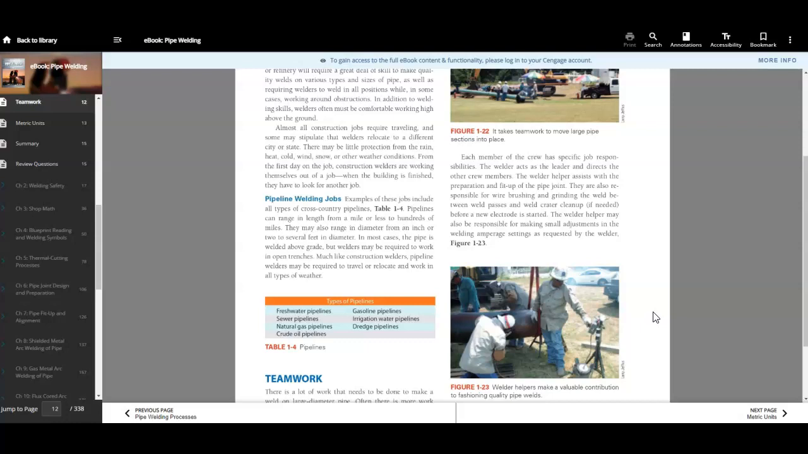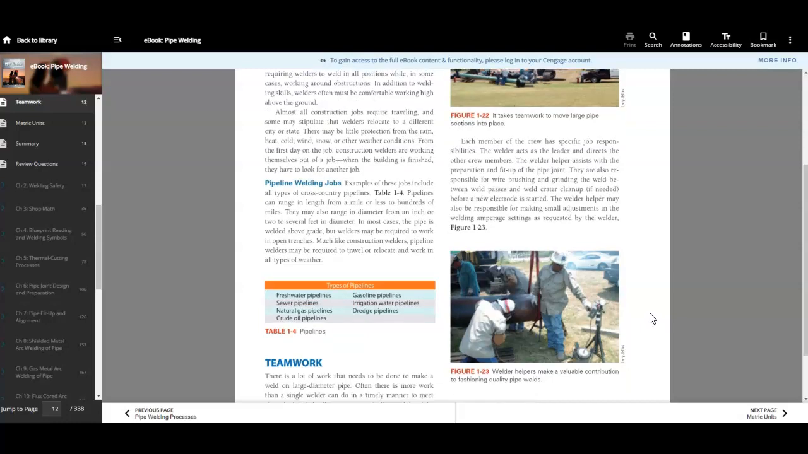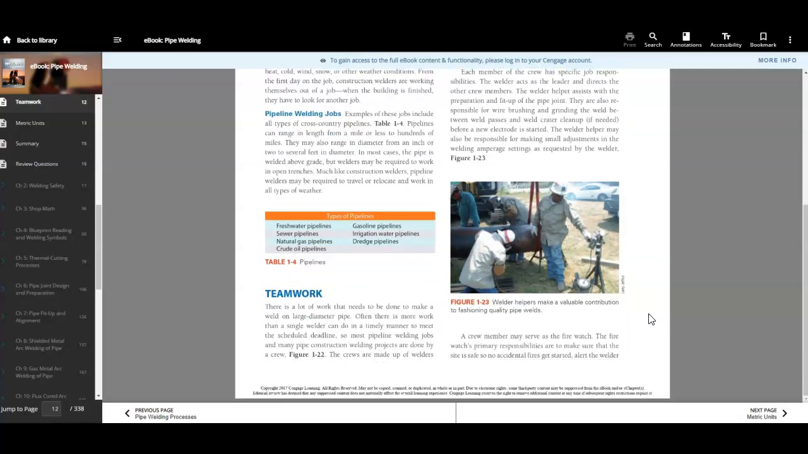The welder helps assist with the preparation and fit up of the pipe joint. They are also responsible for the wire brushing and grinding of the weld between weld passes and weld crater cleanup, if needed, before the new electrode is started. The welder helper may also be responsible for making small adjustments in the welding amperage settings as requested by the welder. A crew member may serve as a fire watch.